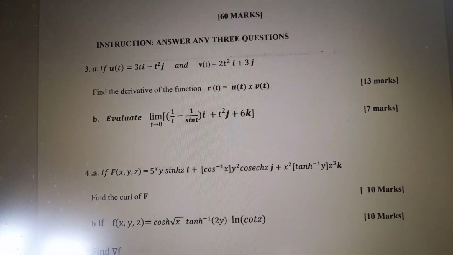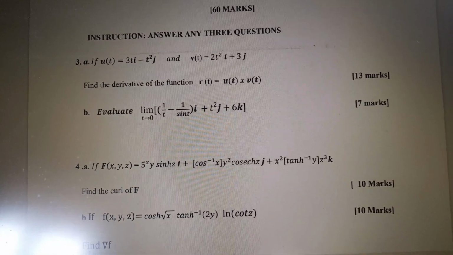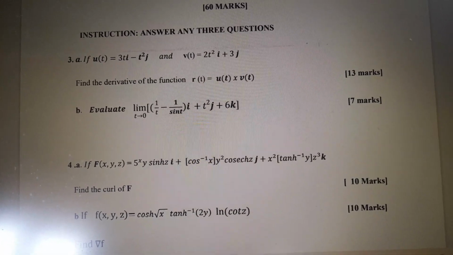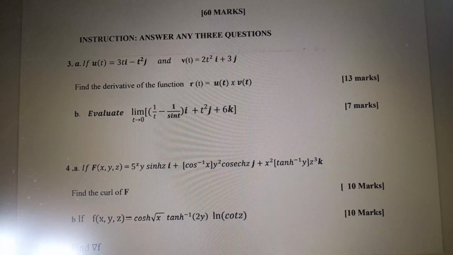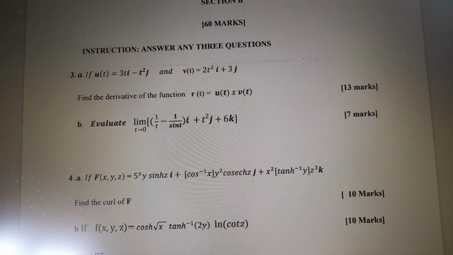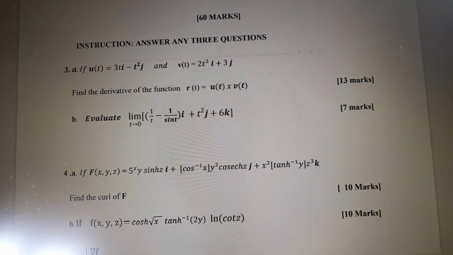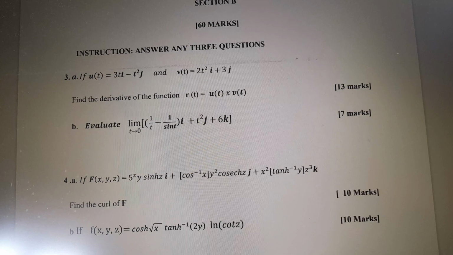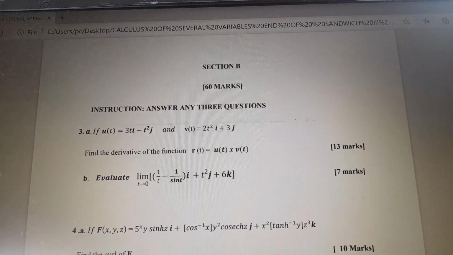Now the b aspect of question 3 says we should evaluate the limit where t approaches 0 of 1 over t minus 1 over sine t, all that in the i direction, plus t squared in the j direction, plus 6 in the k direction, and that is worth 7 marks. So this question is on the limit of a vector valued function. Please check out my videos on limits of vector valued functions on YouTube.